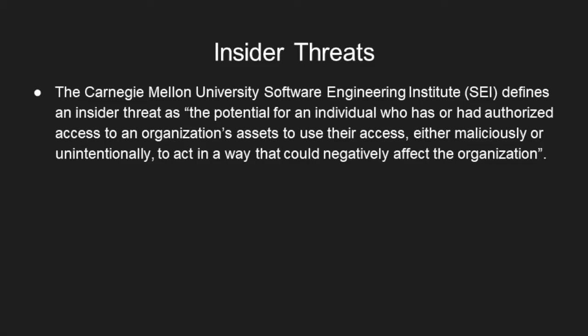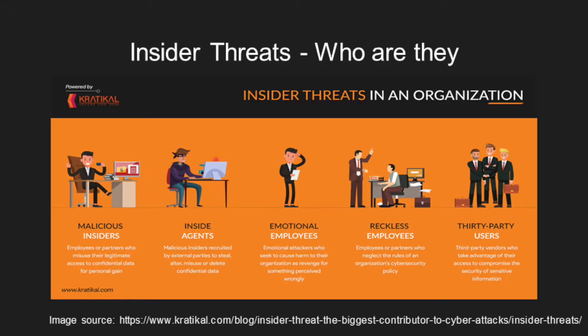Regardless of whether it's malicious or unintentional, I think we can categorize the insider threat into five different types. They can be malicious insiders, such as employees or contractors who misuse their legitimate access for personal gain. Another type can be insider agents who are recruited by external parties to steal, alter, or destroy confidential data. The third type can be an emotional employee who seeks to cause harm to the organization as revenge for something that he or she perceives strongly.